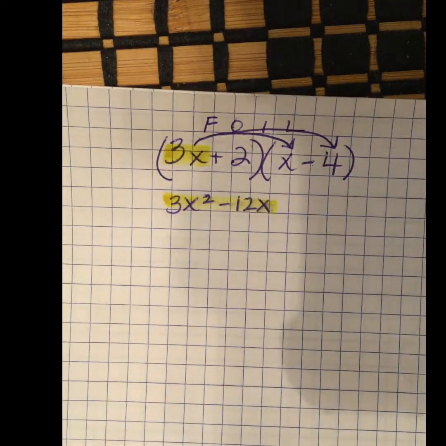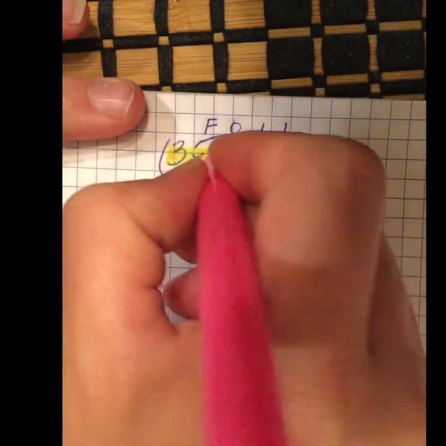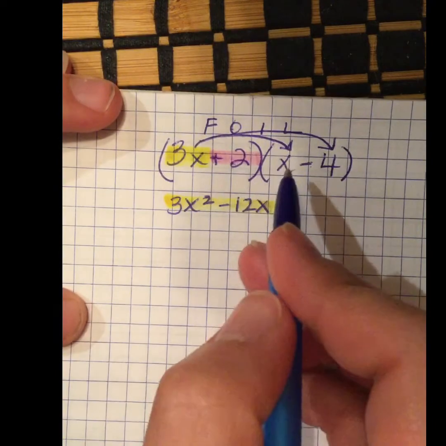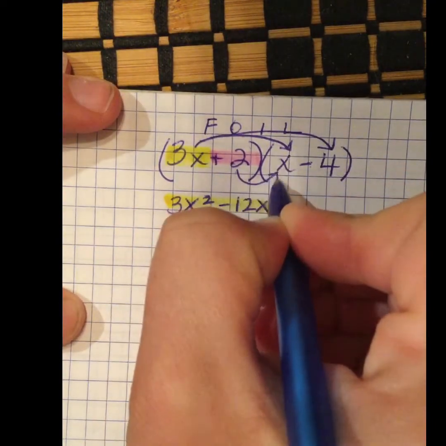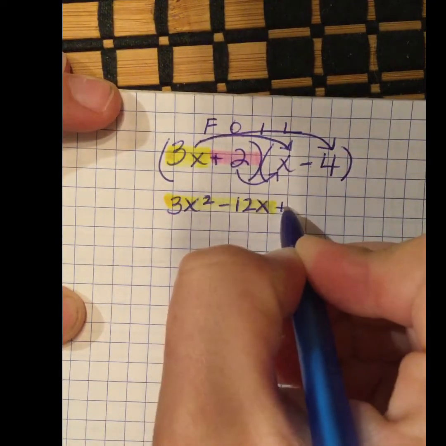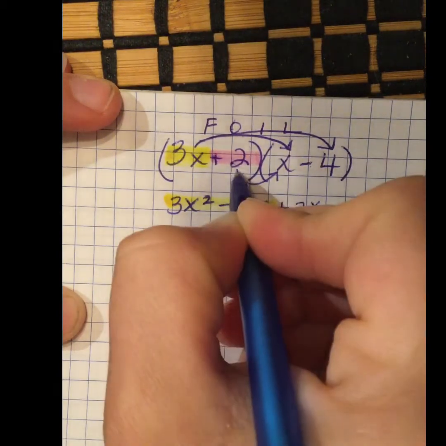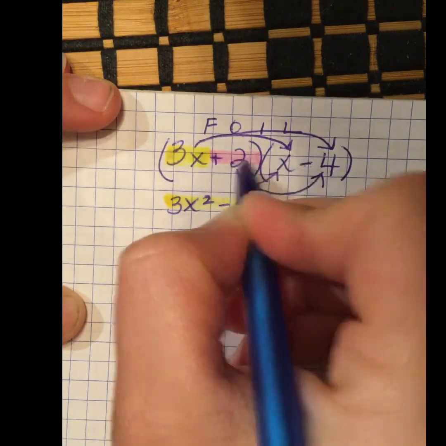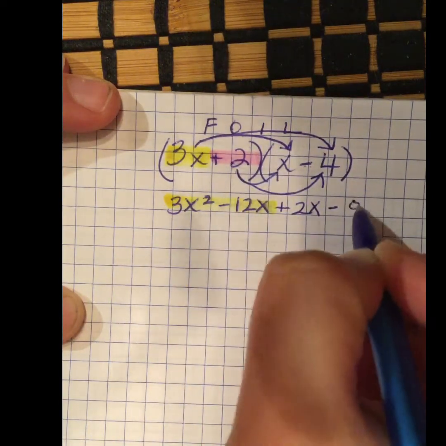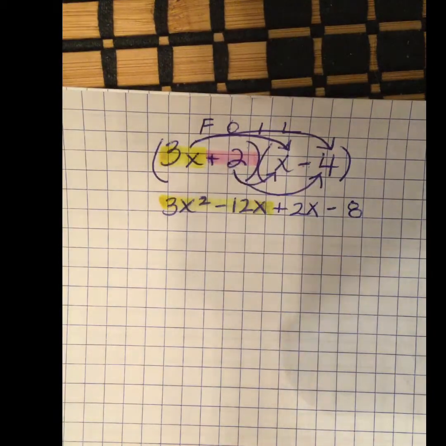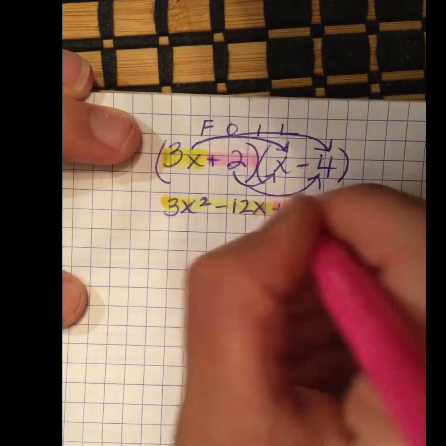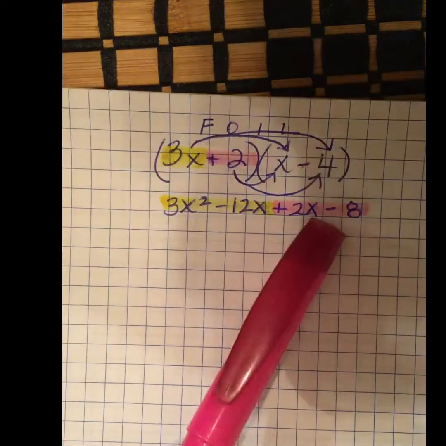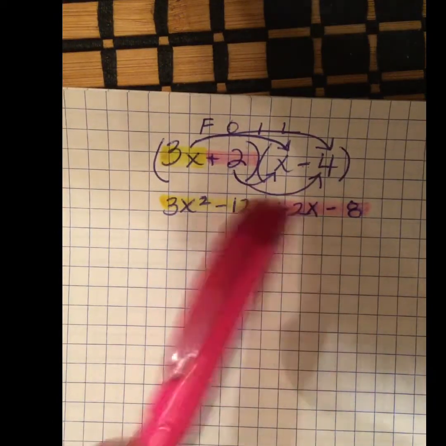But we are not done because we didn't pass out the 2. So the 2 gets passed out to the x. 2 times x is pretty straightforward. It's just 2x. And then the 2 gets passed out to the negative 4. That would be negative 8. So you can see half of our resulting expression is from passing out the 3x, and half of it is from passing out the 2. And once you do both, you've got the whole thing.